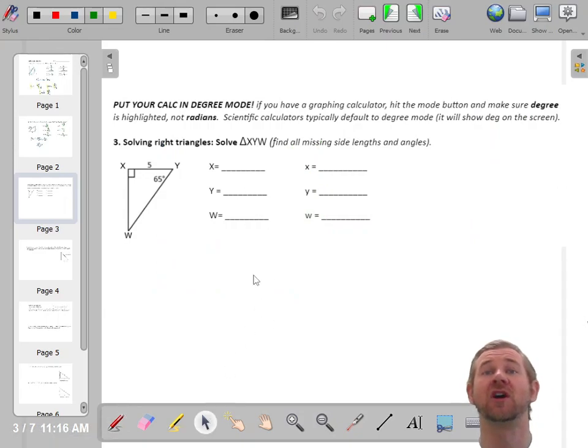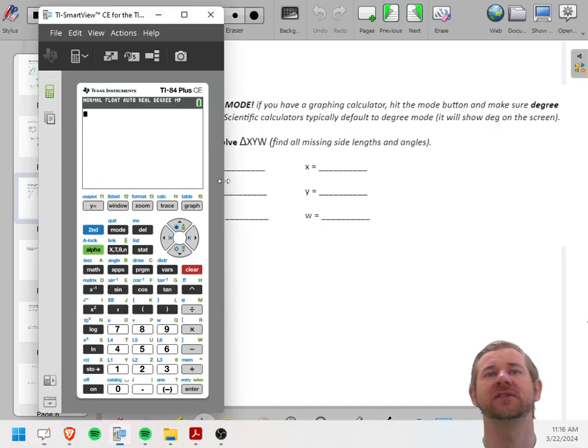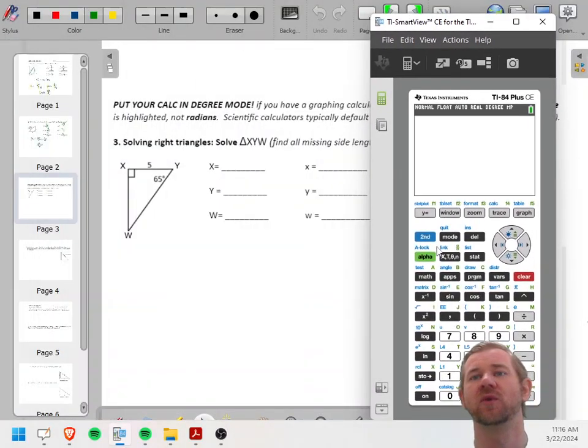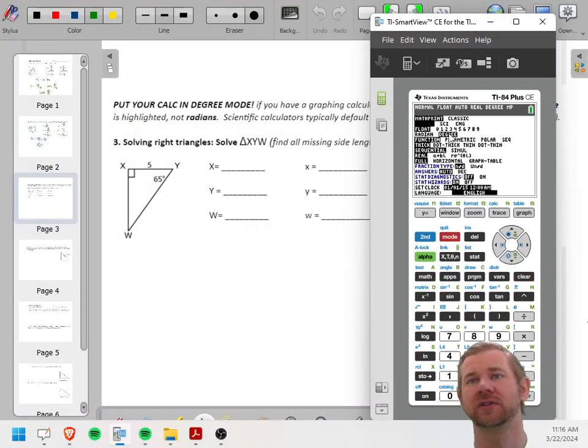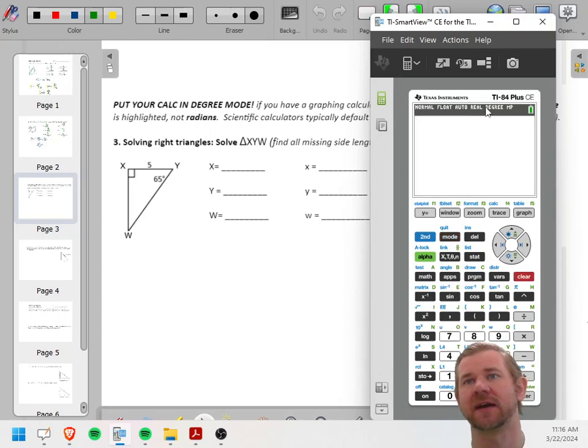Now, if you're asked to solve, you definitely need a calculator, and your calculator definitely needs to be in degrees. On a TI-84, you go to mode, and you can see how degree is selected. You can also see it at the top of the screen. If you have a different calculator, you just need to make sure it's in degrees. If you're getting the wrong answers, you're probably in radians.